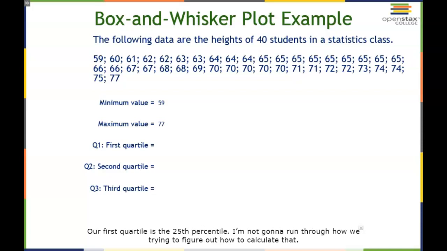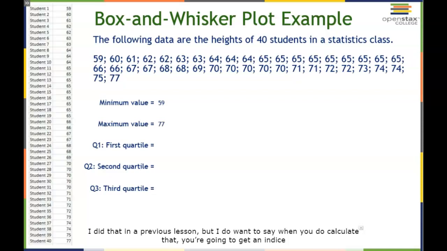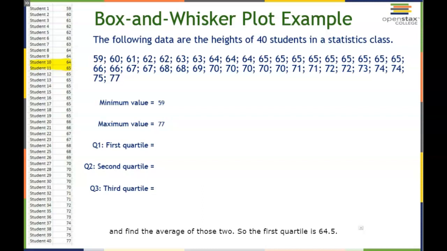Our first quartile is the 25th percentile. I'm not going to run through trying to figure out how to calculate that. I did that in a previous lesson. But when you do calculate that, you're going to get an index of 10 point something, and therefore you're going to grab your 10th value and your 11th value, in this case 64 and 65, and find the average of those two. So the first quartile is 64.5.